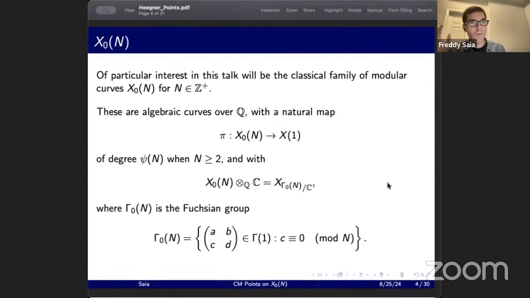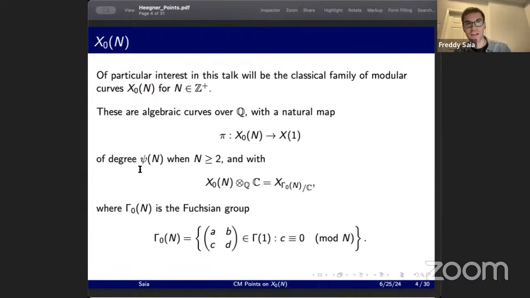Our main interest in this talk is going to be this classical family of modular curves, X_0(n), where n is a positive integer. This is a family of algebraic curves with models over Q. When I write X_0(n) without the over-C decoration, I mean the canonical model over the rational numbers. As we just said, we have a natural map to the J line. This is in fact an isomorphism when n is equal to 1, so X_0(1) is just another name for the J line, and it has degree psi of n when n is at least 2.